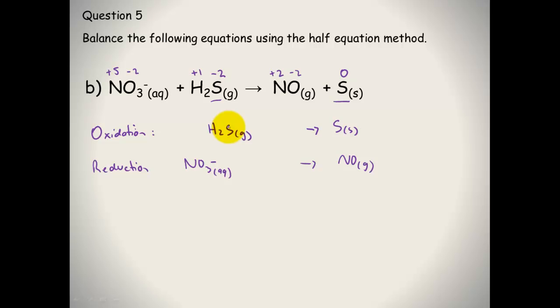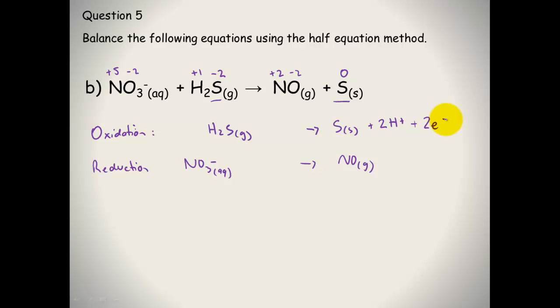So, balance atoms, sulfur and sulfur is balanced. No oxygen, so balance the hydrogen by adding 2 hydrogens to this side. Now we need to balance charge, so I've got 0 charge on this side, I've got 2 plus on this side, so I need to add 2 electrons to this side.